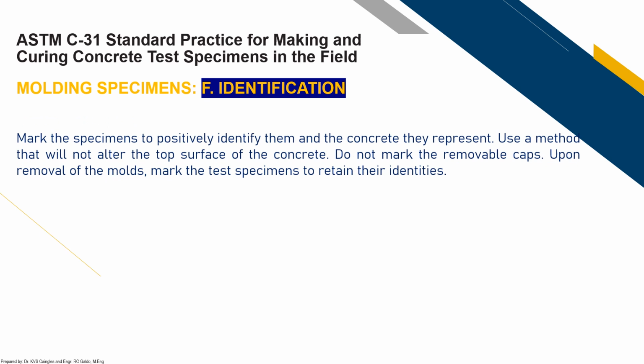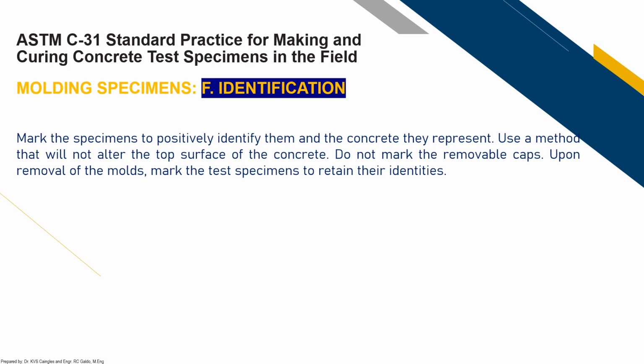Okay. Now, one distinction of ASTM C31 against ASTM C192 is the provision for identification. Now, you need to mark the specimen to positively identify them and the concrete they represent. Okay, so use a method that will not alter the top surface of the concrete. Do not mark the removable caps. Upon removal of the molds, mark the test specimen to retain their identities.